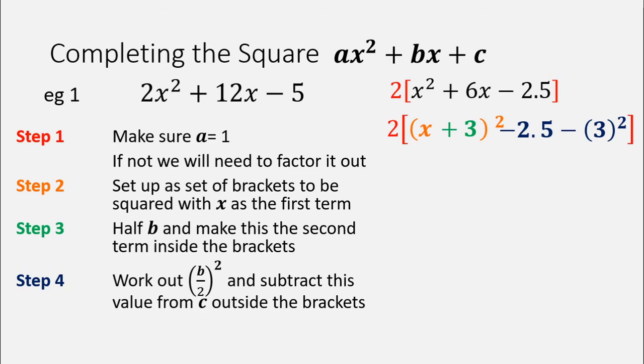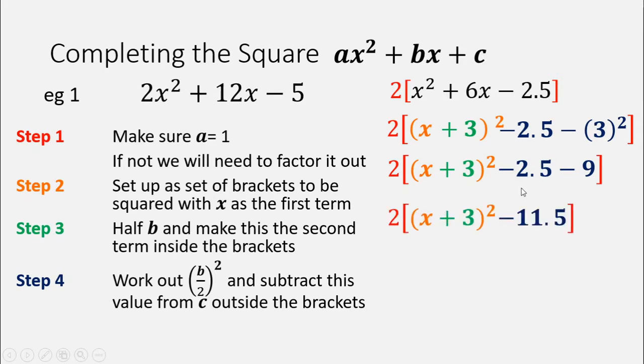Okay, so just like before, we're going to simplify this. I can square the 3. This is going to be a constant, and I can group my constant terms together. So that's going to be minus 2.5 minus 9. Everything else was the same. Minus 2.5 minus 9 is minus 11.5. Everything else is the same.